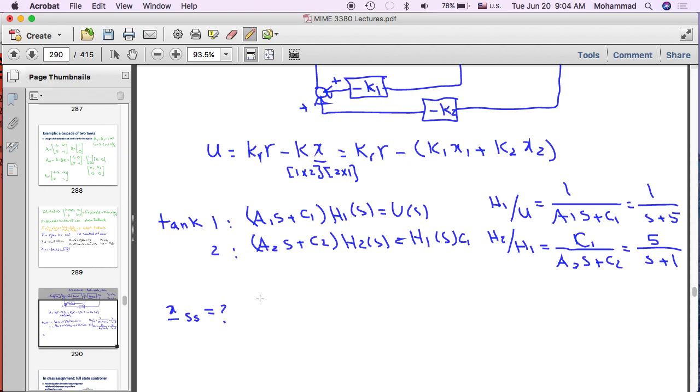So in order to answer that question, we need to remind ourselves of the state space model. Isn't x dot equal to Ax plus B times u, and y is equal to Cx plus Du? So in steady state, what is equal to 0 in the state space model?